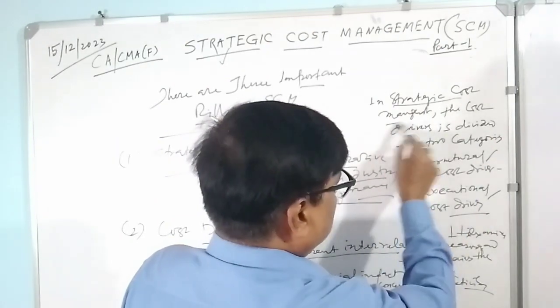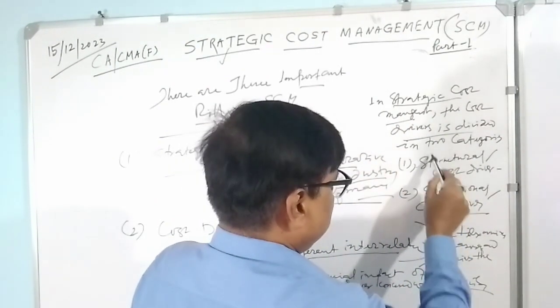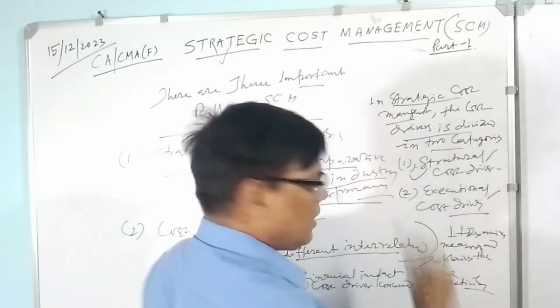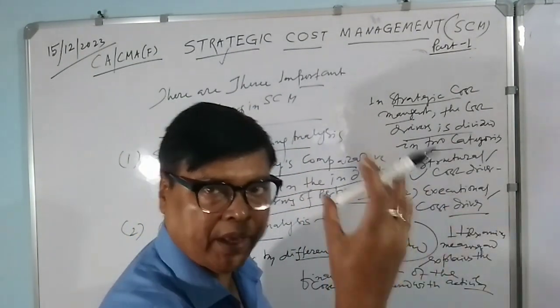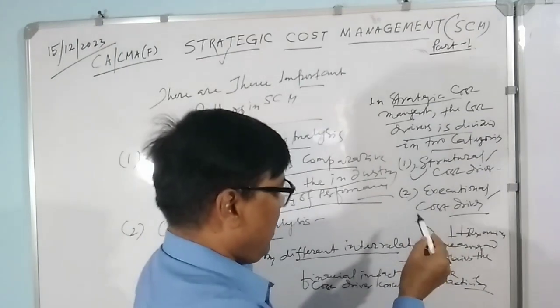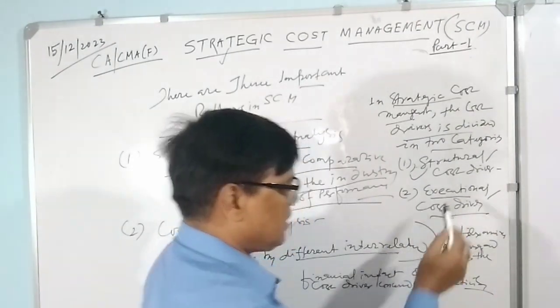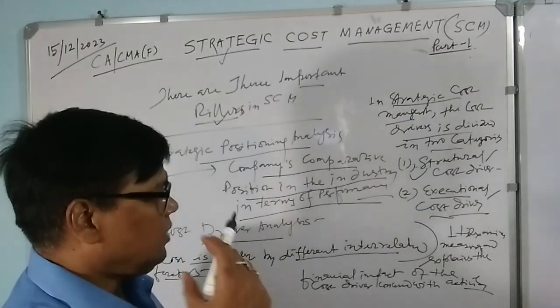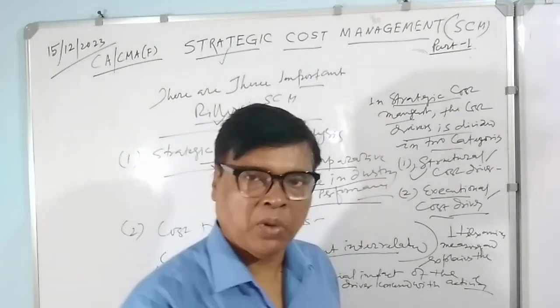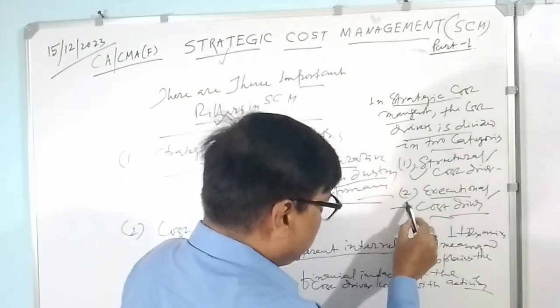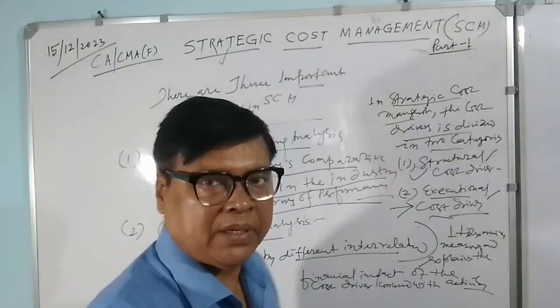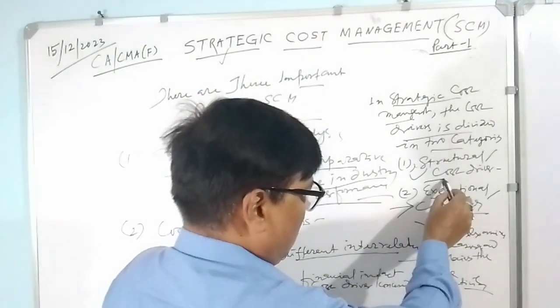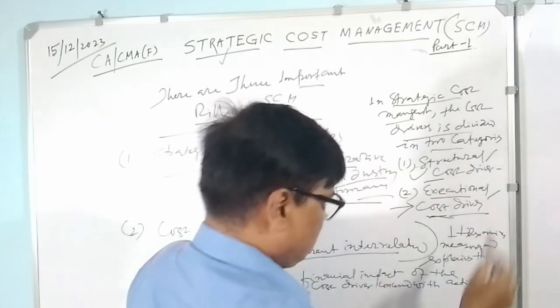In strategic cost management, the cost driver is divided in 2 steps. One is structural cost driver, your structural, entire structure wise, organization structure wise. Another is your executional cost driver. You see that your structural stage is one thing and how we are executing that thing. So 2 different. One is planning and implementation, same type of concept. One is structural cost driver, one is execution.